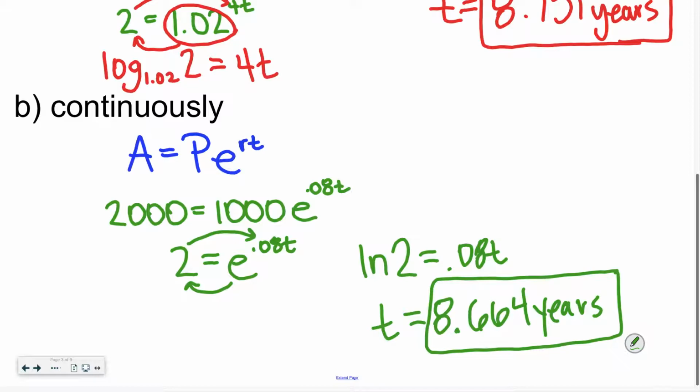Okay, so you can expect some of these problems in your homework tonight. We're dealing with our compound interest, but now we're solving for t in the exponent instead of the amount on the other side.